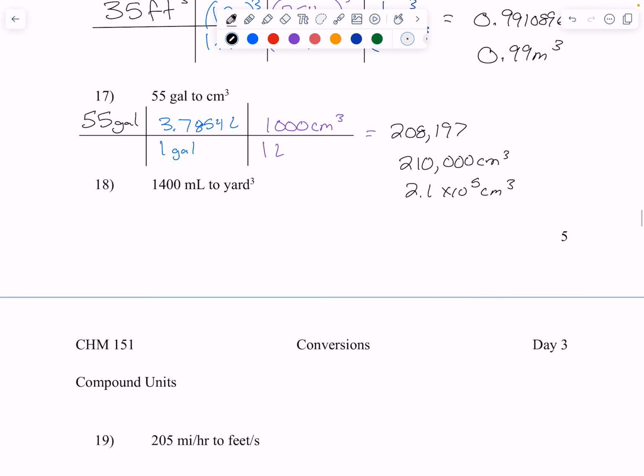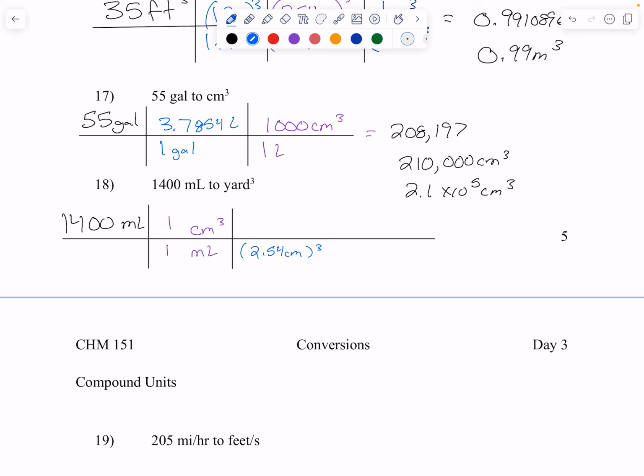1,400 milliliters to cubic yards. 1,400 milliliters. There we go, nice and smooth. We have milliliter on the bottom. All right, what should we go to? Well, I'm probably just going to go to centimeters cubed. And it's 1 to 1. And then centimeters to inches. All right, 2.54 centimeters cubed gives me 1 inch cubed.